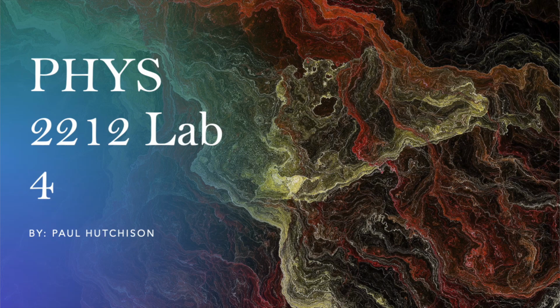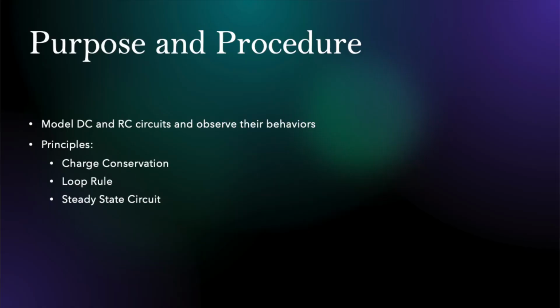Hello, and welcome to my Physics 2212 Lab 4 report. Today, we will be modeling and observing the behavior of DC and RC circuits. To do so, we will be using a circuit simulator where we can model the behavior of different circuit configurations. We will be applying the principles of charge conservation and the loop rule, as well as knowing the concept of a circuit being in steady state. A circuit that is in steady state has nothing that is changing the current over time.